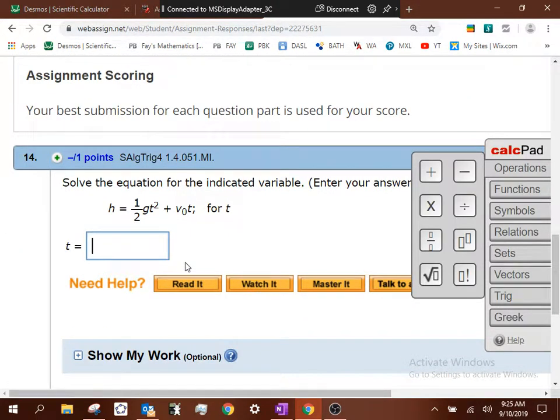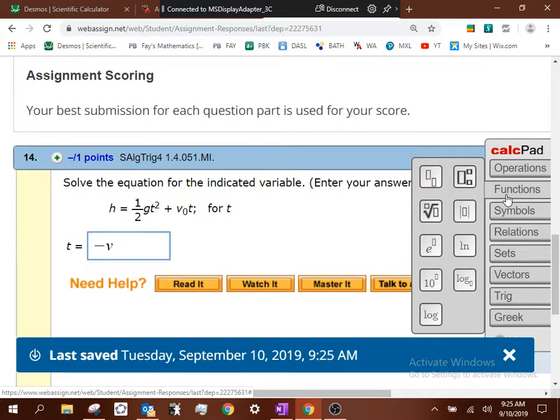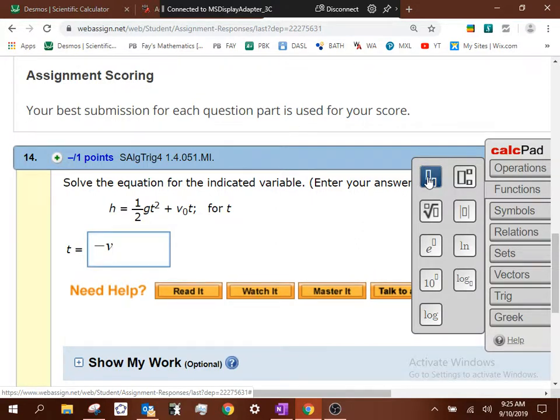All right, so if I go, we have the opposite of V. Now I got to find the subscript. So I'm going to go to functions. I believe that's where we're going to go. We're going to go with that, and we got to type in 0. Okay? Wait, why is your 0 there? Okay.